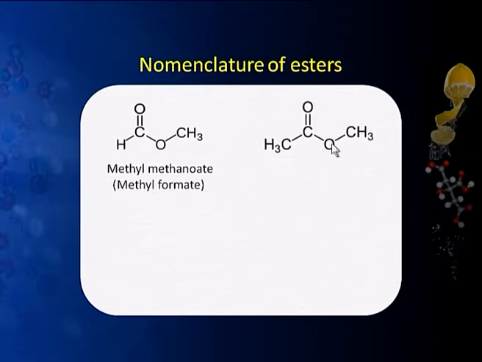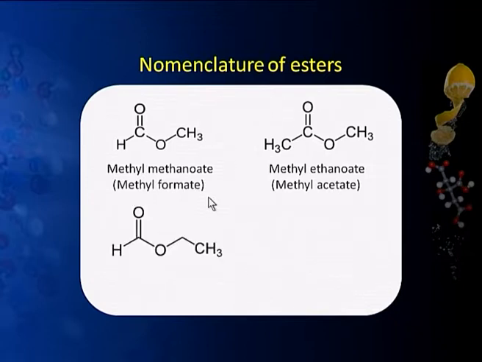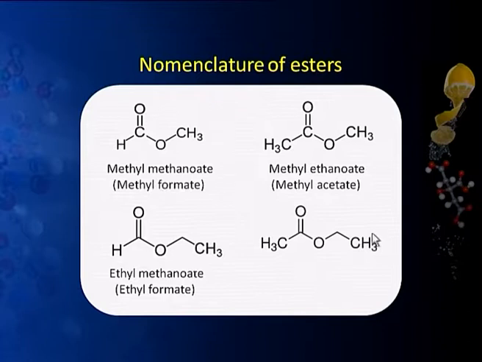Let us take another compound. Now, this is a derivative of a 2 carbon acid called ethanoic acid and commonly called acetic acid. Alcohol is again methanol. So, the alkyl group is methyl. So, the IUPAC name for this compound is methyl ethanoate or methyl acetate. The next is where we have this ethyl group and a 1 carbon acid, that is methanoic acid. So, this will be named as ethyl methanoate or ethyl formate. Here we have this ethyl group and then a 2 carbon acid, that is ethanoic acid. So, this compound will be named as ethyl ethanoate or ethyl acetate.